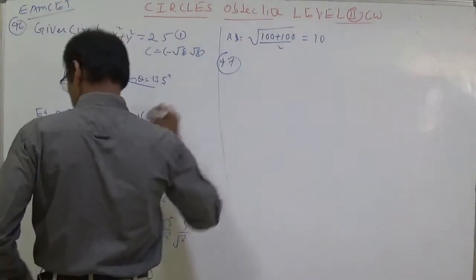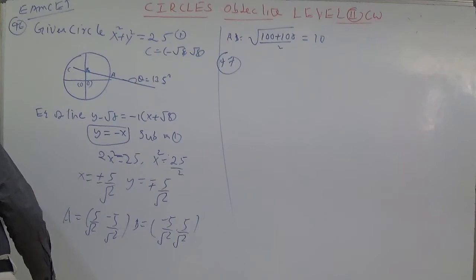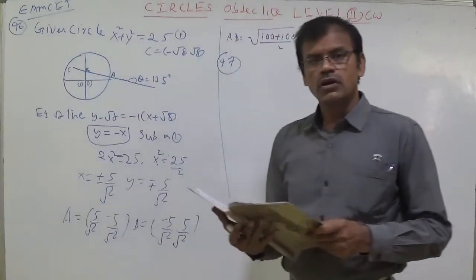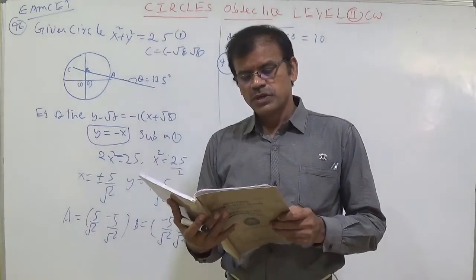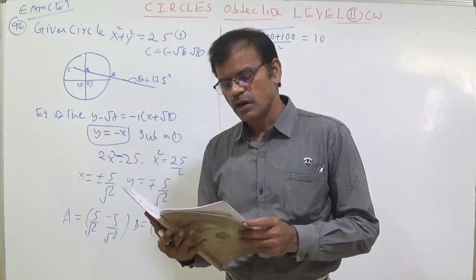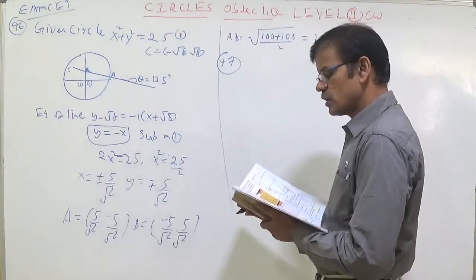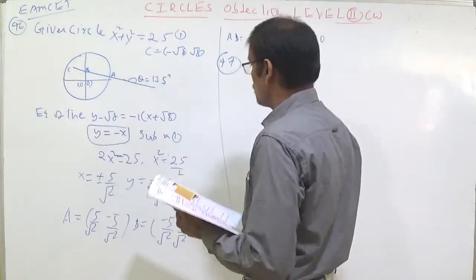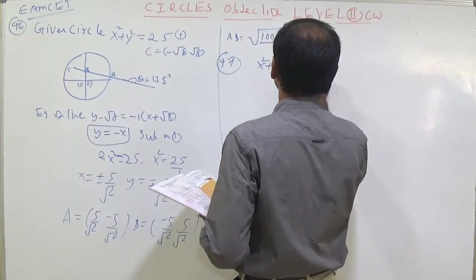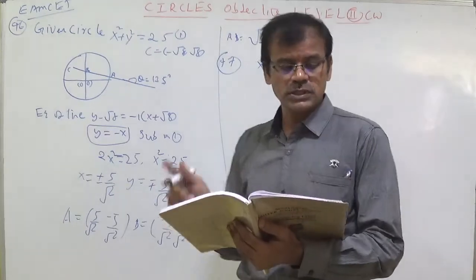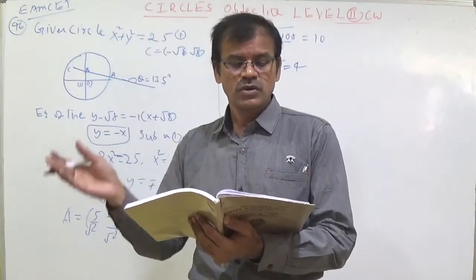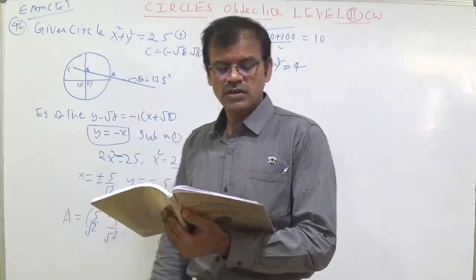What is the 7th one? The locus of the point which divides the join of A (minus 1 comma 1) and a variable point B on the circle x square plus y square equal 4 in the ratio 3 is to 2. Let us discuss the position of the point with respect to the circle x square plus y square equal 4. Substitute the value minus 1 and 1: 1 plus 1 minus 4 is minus 2. So the point lies inside the circle.